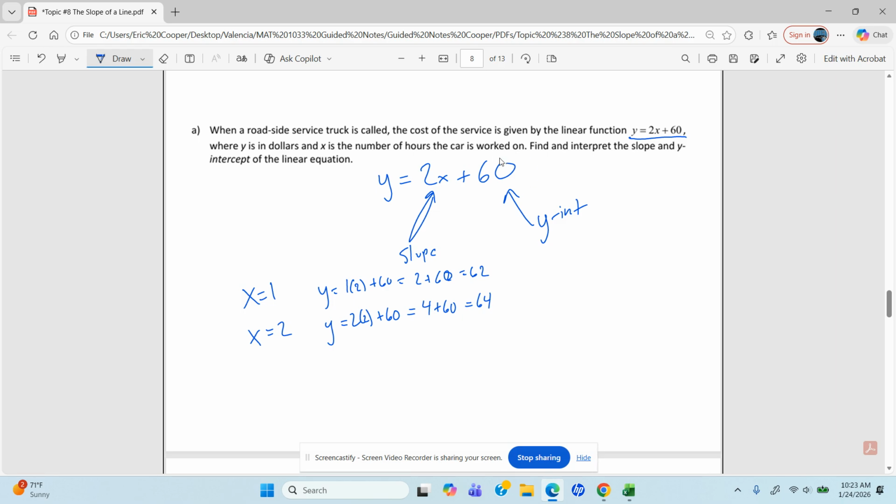So what's happening is the 60 is never changing. So basically the 60 ends up being the flat rate. This is what they're going to get paid regardless if they work any hours. The 2 for the slope represents how much per hour they make.